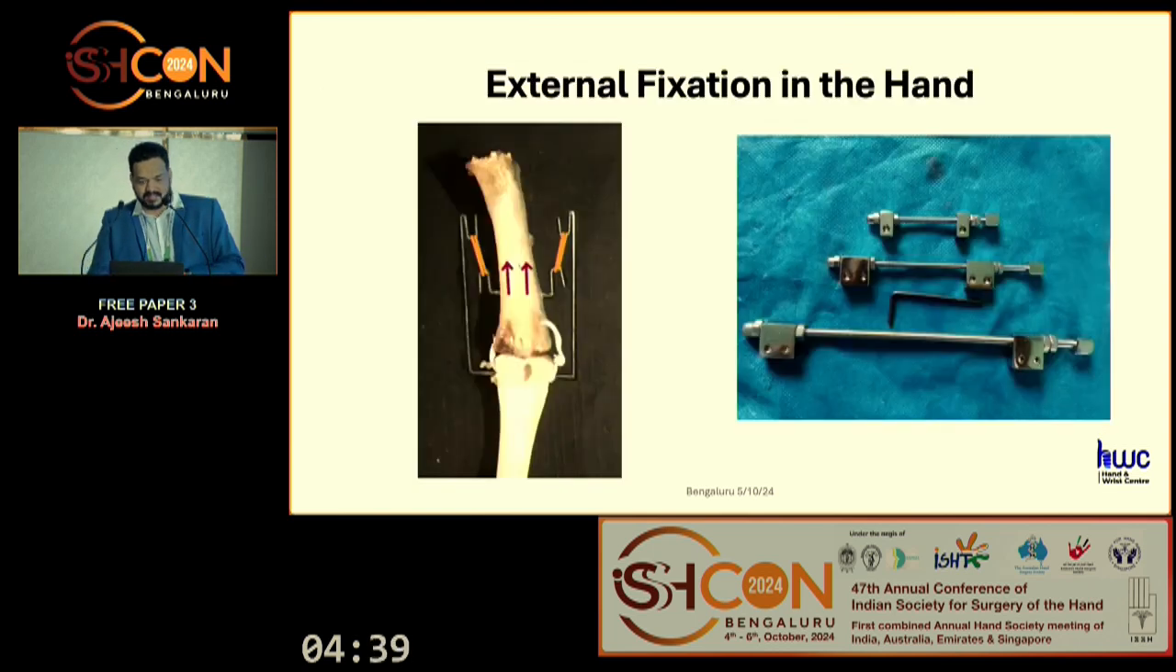In external fixation of the hand, the ones that we are most commonly familiar with would be the Suzuki, as we can see on the left, and the JESS, which is available in India. And apart from those, the other options are very limited.